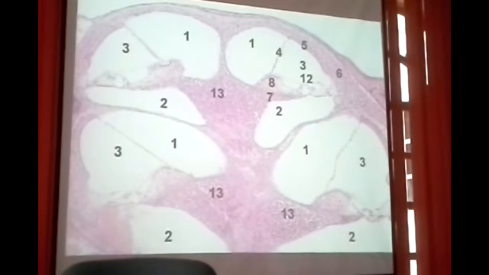What is the lining epithelium of the middle ear cavity? Simple squamous or low cuboidal epithelium. It is connected anteriorly with the pharynx through the Eustachian tube and connected posteriorly with the mastoid air cells. Okay. What does the vestibule contain?